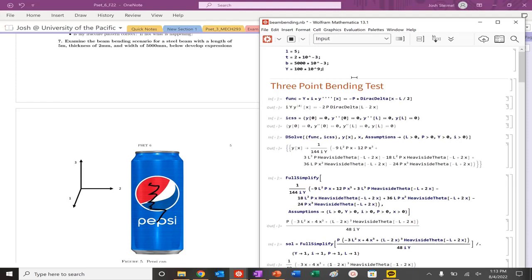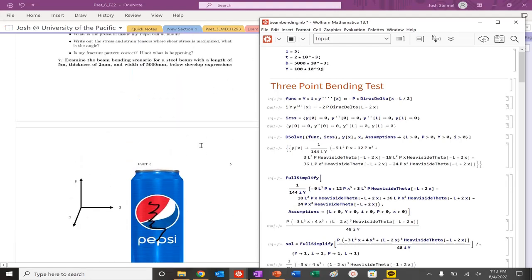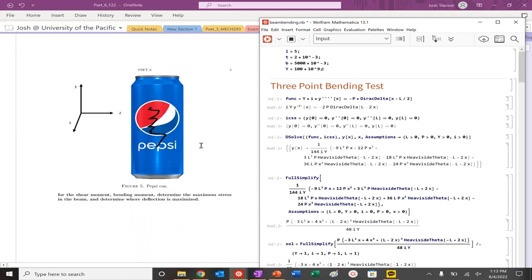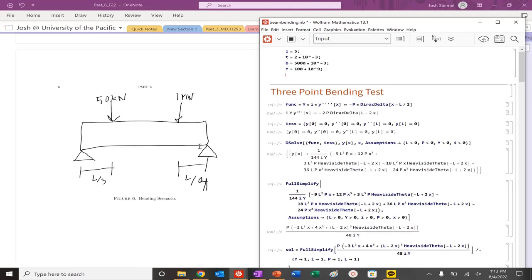The problem is we need the basic expression for shear, bending moment, maximum stress in the beam, and to determine where deflection is maximized. I want to do all those things by first, as I'm always interested in deflection, because if I have my deflection equation, then I can get everything else. I also need my moment of inertia. I equals b times h cubed divided by 12 for a rectangular beam. And we can know the moment as well, depending on curvature.